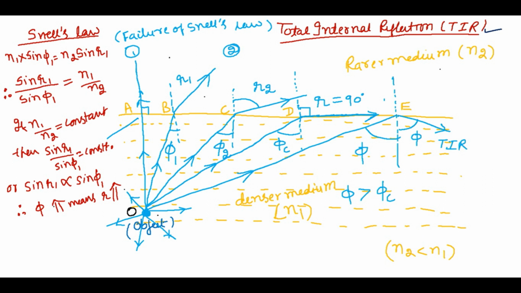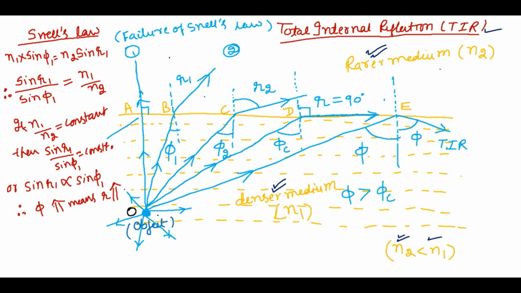You can see here it is a water tank. So its refractive index is N1, and outside the water there is an air surface, and its refractive index is N2. Since we know that water is denser as compared to air, you can very easily designate water to be the denser medium and air to be the rarer medium, so that N2 is less than N1.